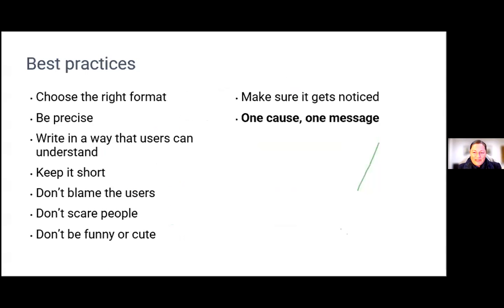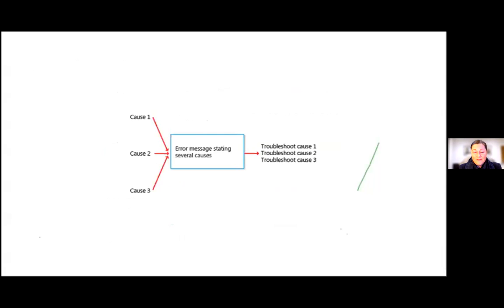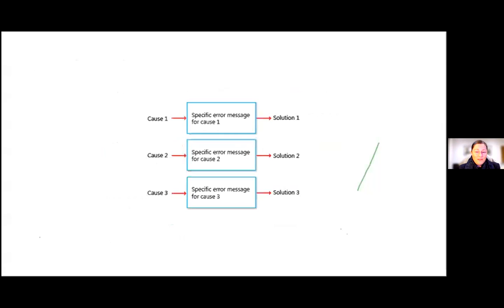And you don't want to use generic messages. You want one cause for one message. And it's quite common that, especially engineers, they have one standard message. They just slap it in every little place in the code where they need an error message. But you don't want that, because you don't want a user to have to troubleshoot for maybe three or even more different causes with one message. You want one for each situation, so it's clearer and simpler.